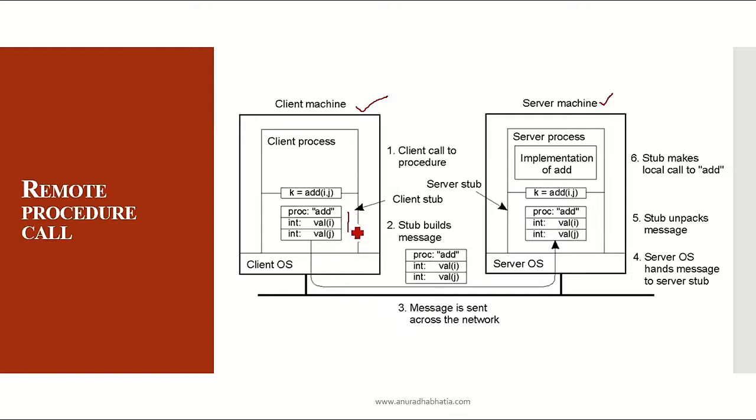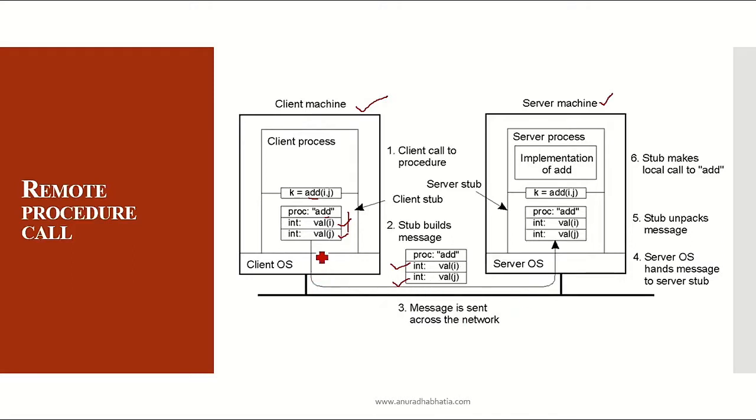This is a client stub where my procedure is actually stored. This is an add function or an add procedure which was called. These are the two arguments and the values which need to be passed. So the client calls the procedure. This is the stub. The stub builds the message. Now what is the message? The variables which need to be passed. So this is my client OS. The message is sent across the network. So this is the remote network through which it is passed.